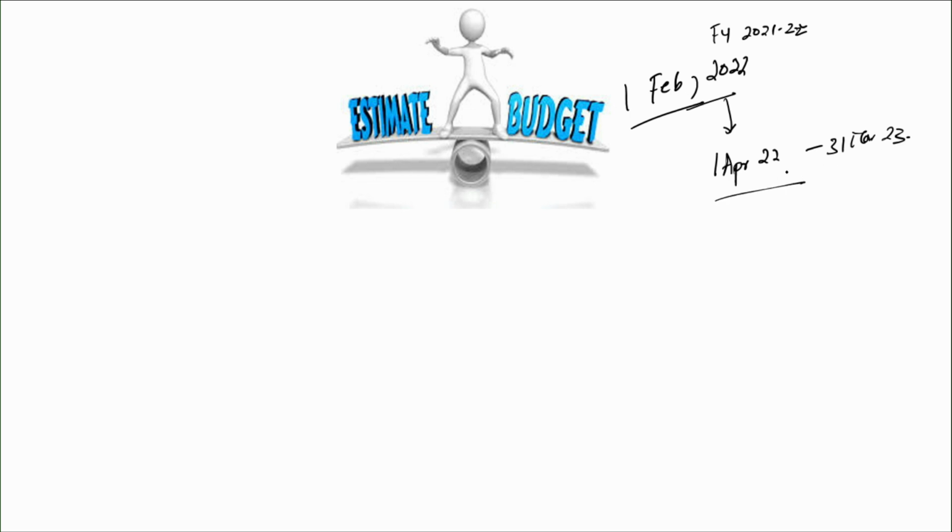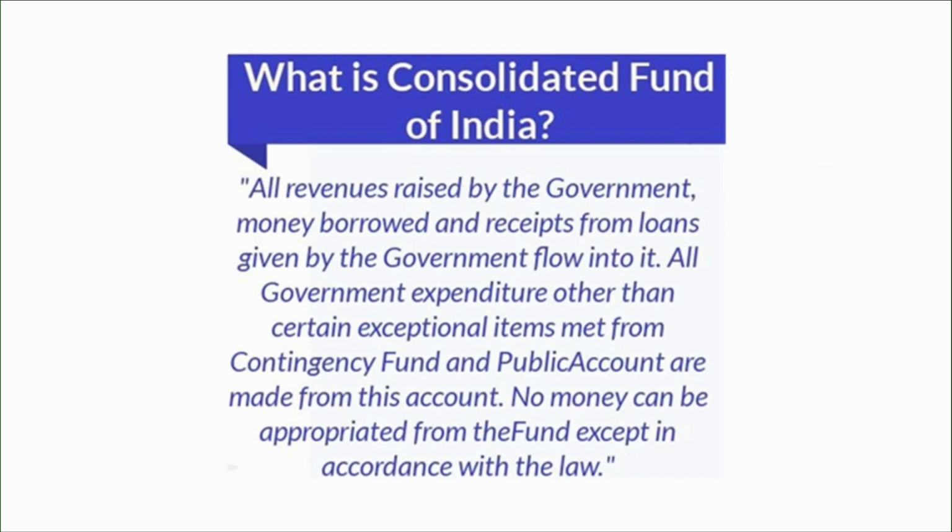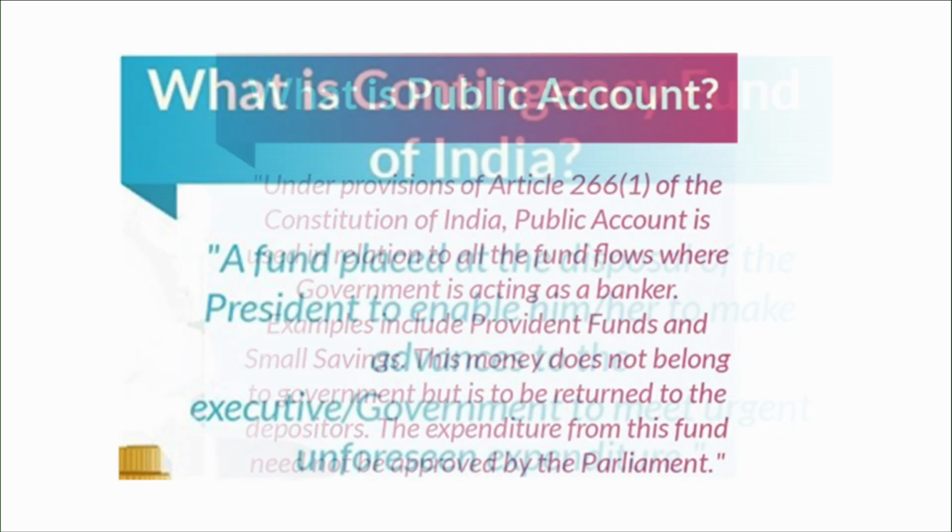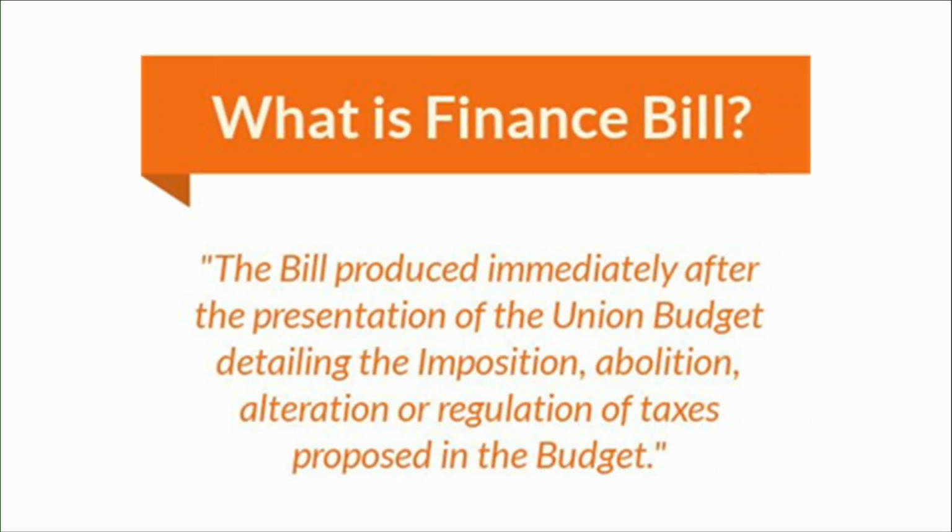Whenever the finance minister submits a budget sheet, we call it a budget estimate, because she is anticipating, she is forecasting: this is what I am expected to raise and this is what I am expected to spend. So, we already have seen the different accounts of India. Now, let us look at what exactly the budget consists of.